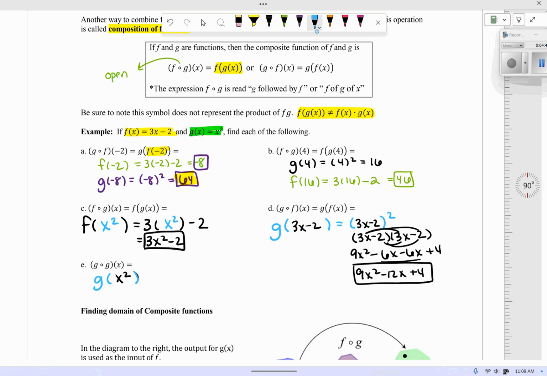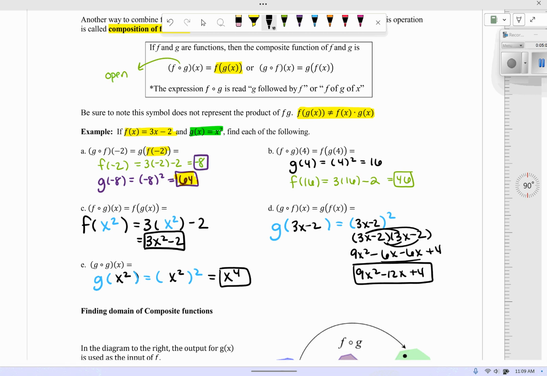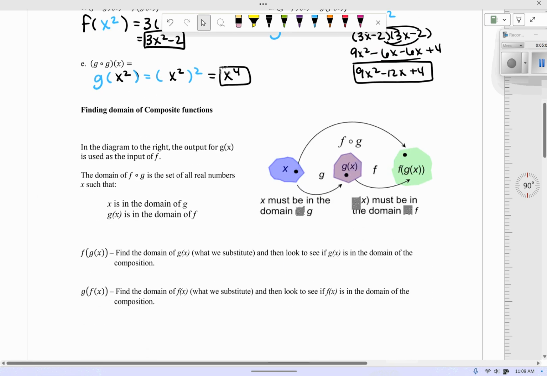So we would get x squared, and there's no addition or subtraction between the terms, so we can use our properties or rules of exponents. So this would be x to the 4th power. So that is just a reminder of what we did in Math 3, and now we're going to take it a step further and find the domain of the composition of functions.